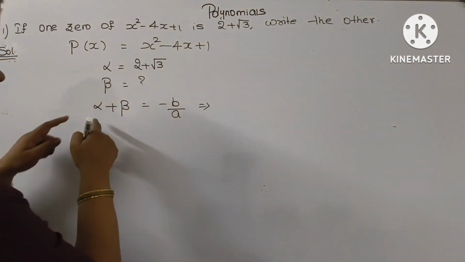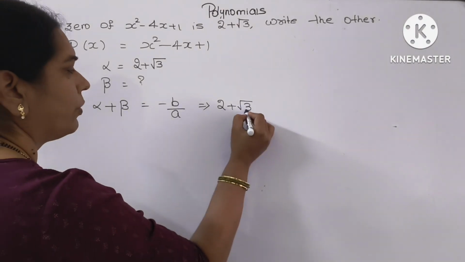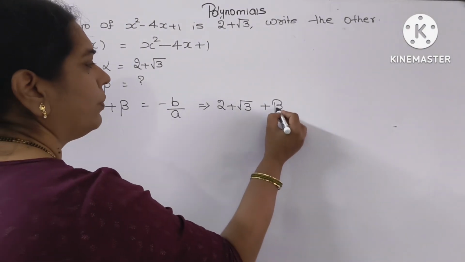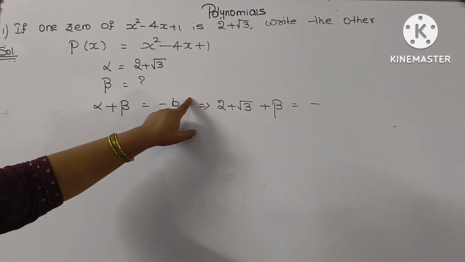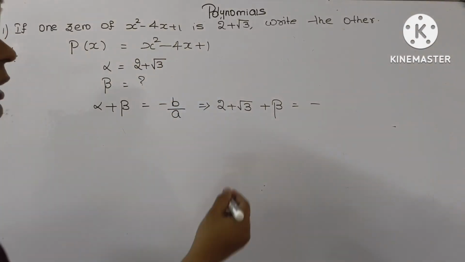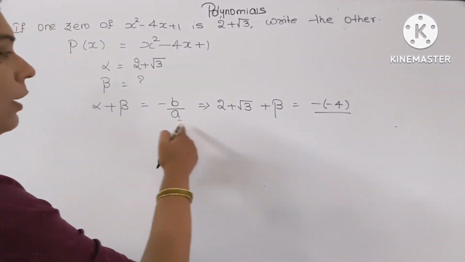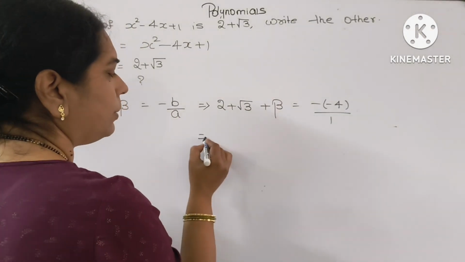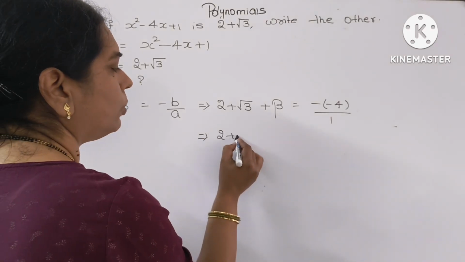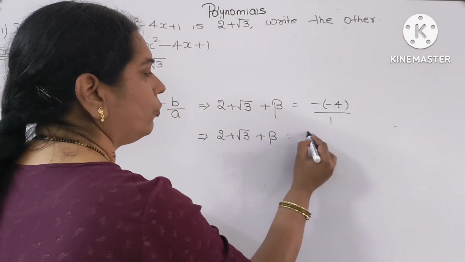What does it imply? Alpha is 2 plus root 3 plus beta is equals to minus, what is b? B is the coefficient of x term. B is minus 4. So minus of minus 4 divided with a, is the coefficient of x square, which is 1, which implies 2 plus root 3 plus beta is equals to 4.